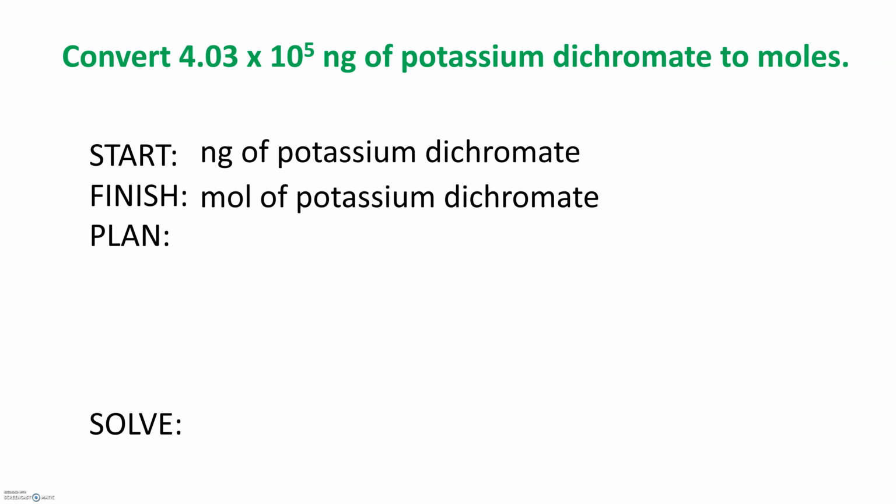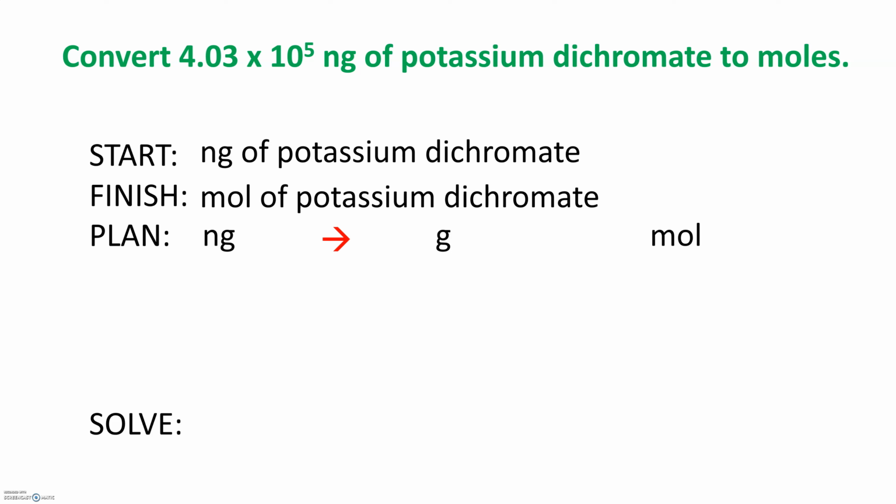Let's make a plan. Put my starting unit at the beginning, my finishing unit at the end. And I ask myself, can I make a connection between these? And the answer is, I feel like I should be able to, right? But I don't know how nanograms are connected to moles. I just know how grams are connected to moles. Right? But I know now, as soon as I hear it out loud, that grams also connects to nanograms. So I can put that unit right in the middle. And I'm going to have a 2-step problem.